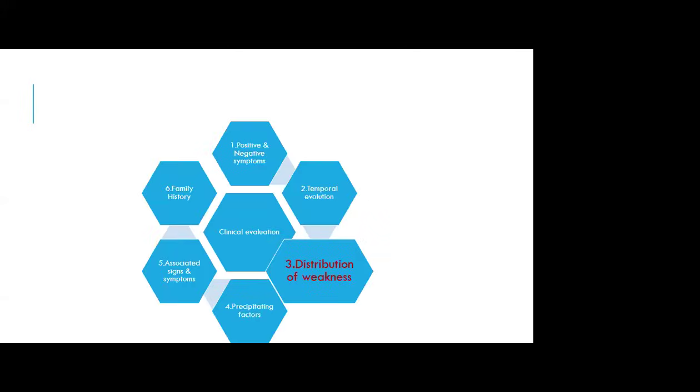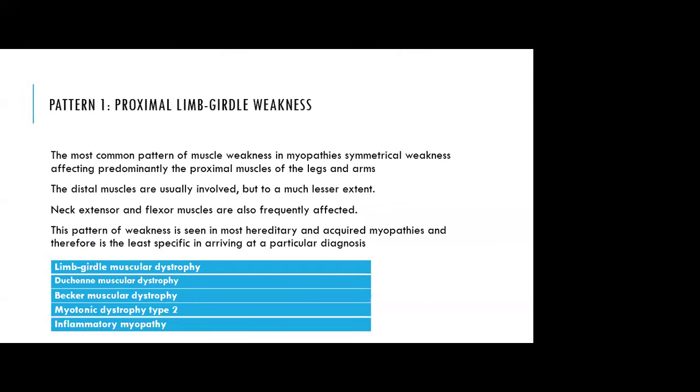Coming to the next question, we ask the distribution of weakness. This is the pattern of weakness. This is the most common. This is where we identify the kind of pattern where we attribute to the kind of muscle disorder.